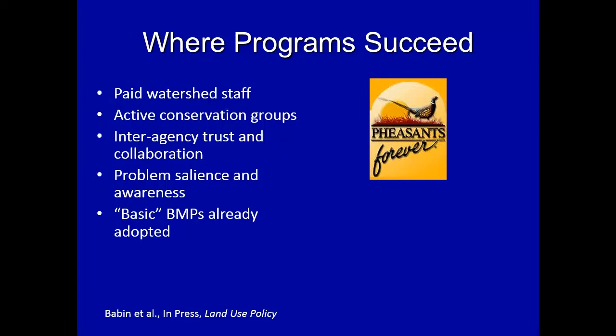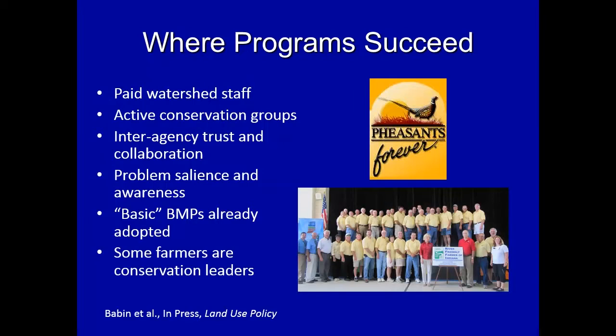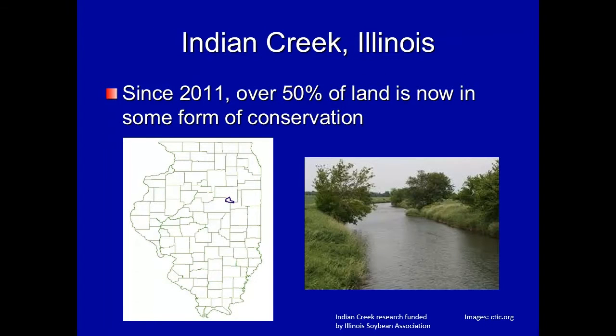So a watershed that I think is a good example of a watershed that had high social capacity is Indian Creek, Illinois. We just finished an evaluation of this project. We were asked to evaluate it because all the partners thought it was super successful and they wanted it documented. So we went in skeptically because that's what we do, and we did find that it was successful. Since 2011, over 50% of land is now in some form of conservation. That's one measure of success, and that's a really high percentage of land in a watershed to be in conservation.